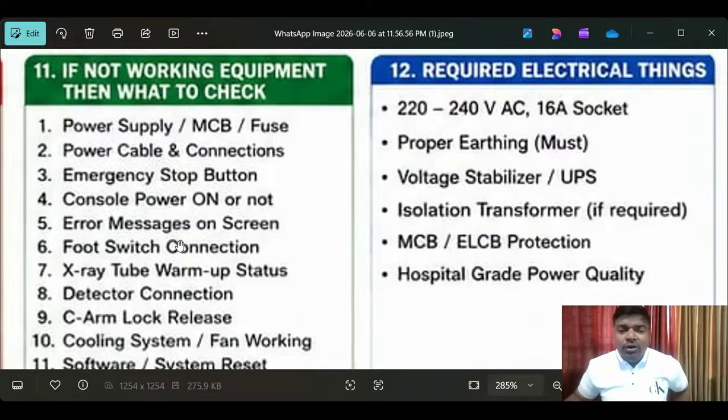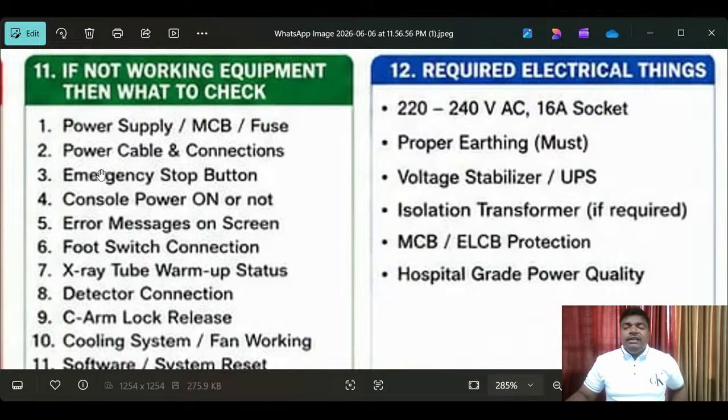Now I'm going to read. Please listen carefully, and please watch my channel. Next, if the equipment is not working, what to check? The first point is the power supply, MCB or fuse. There is also an MCB at the back of the C-arm, on the console backside, where one MCB trip will be there. You have to check everything. First of all, as a biomedical engineer, you have to check the complete equipment, all sides and parts, and what things are available.